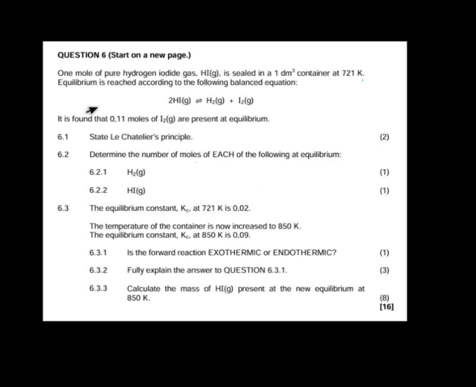Alright, dealing with the question, they said 1 mole of pure hydrogen gas is sealed in a 1 decimeter cube container at this temperature. So they gave us the number of moles, right? Whenever they say a certain amount of moles is sealed, they just give you the initial moles. They also gave us the volume. So we have to always make sure that it's in decimeter cube.